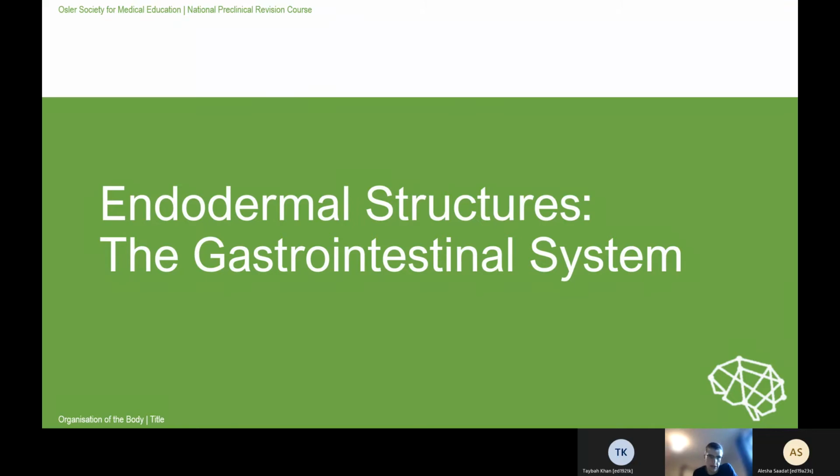We're on to the endoderm. I like the endoderm. My current clinical placement is in hepatobiliary and pancreatic surgery, so this is relevant to me.